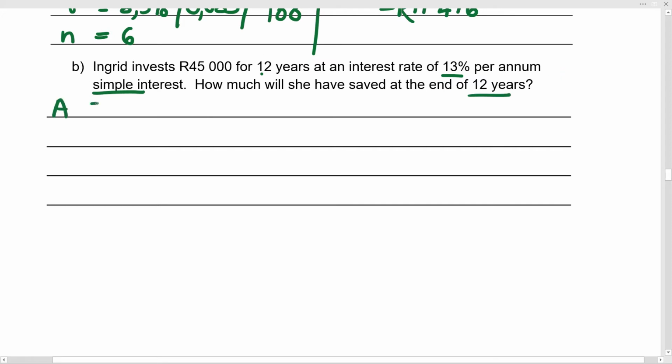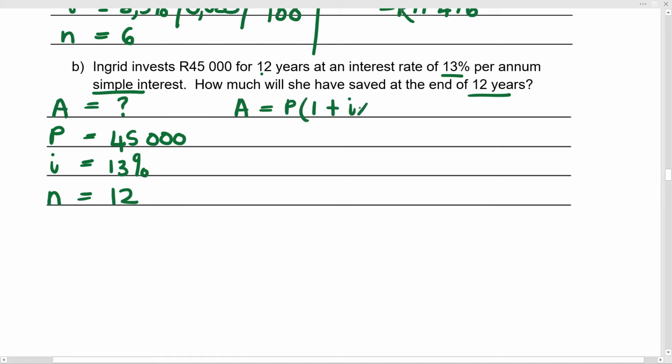Okay, I'm going to write down A equals, P equals, I equals, and N equals. A is the unknown, it gets a question mark. P is the amount invested. I is the 13%, or my 0,13, or 13 over 100. And N is 12 years. Okay, A equals P, 1 plus I times N.